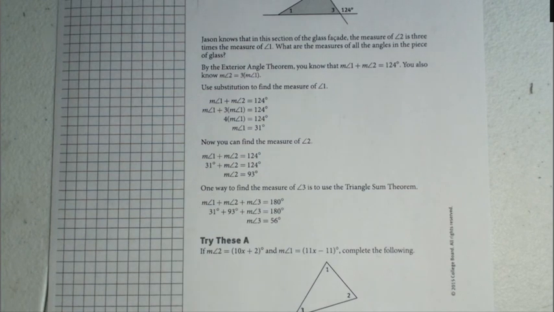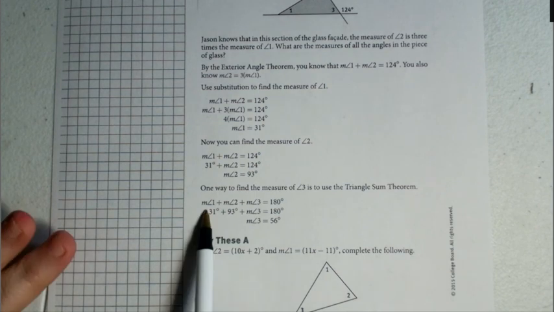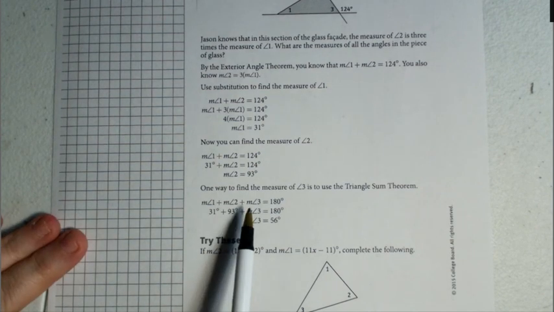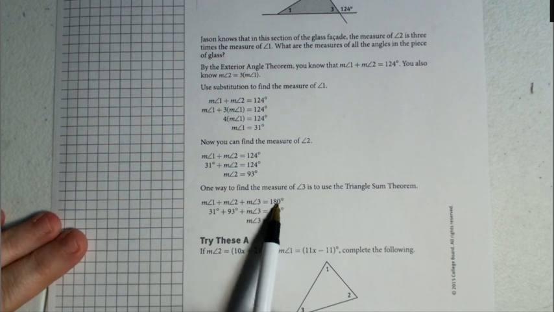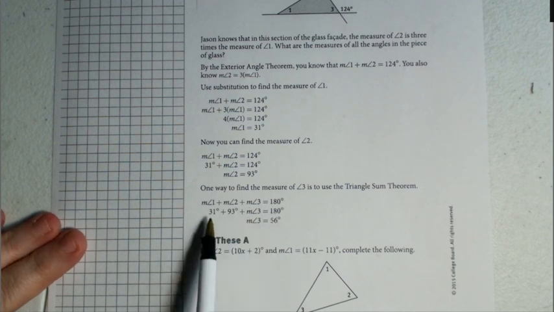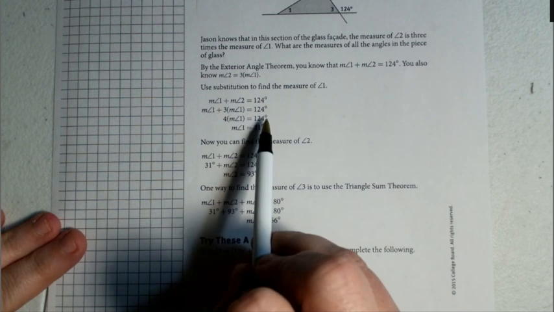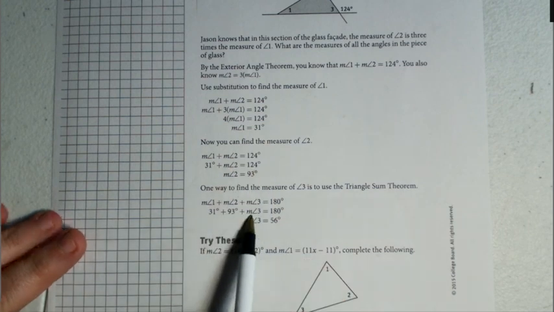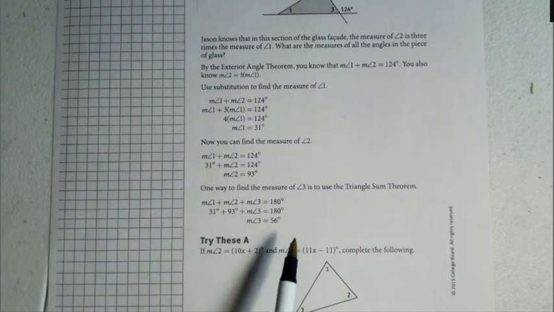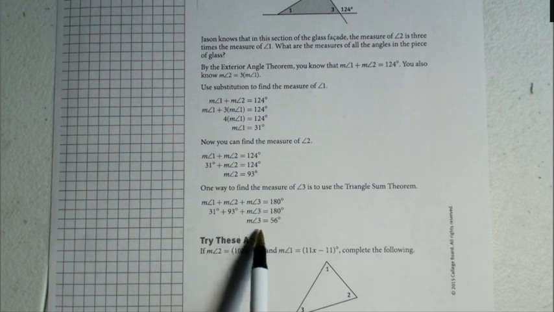One way to find the measure of angle 3 is to use the triangle sum theorem. The measure of angle 1 plus the measure of angle 2 plus the measure of angle 3 equals 180. 31 plus 93, because those are 1 and 2, plus the measure of angle 3 equals 180. When subtracting those from both sides, you get the measure of angle 3 equals 56.